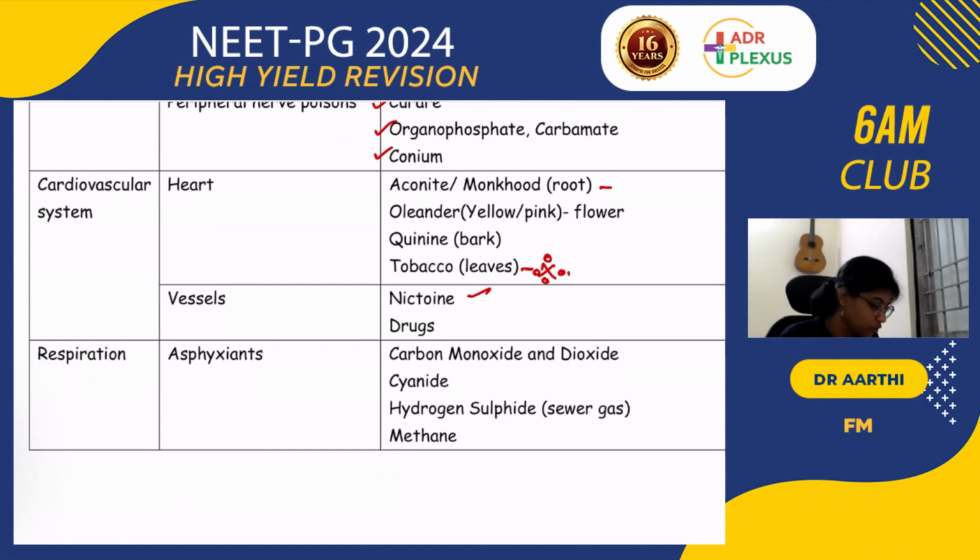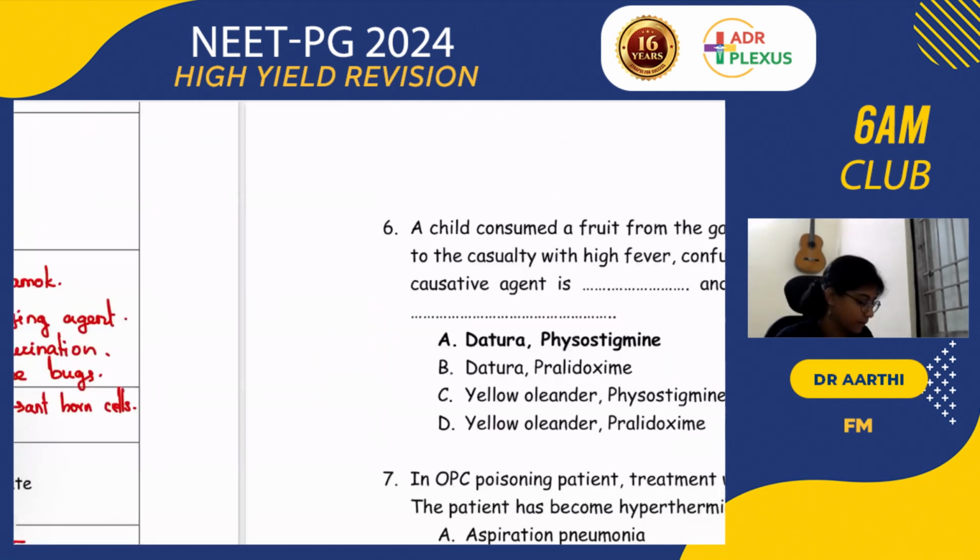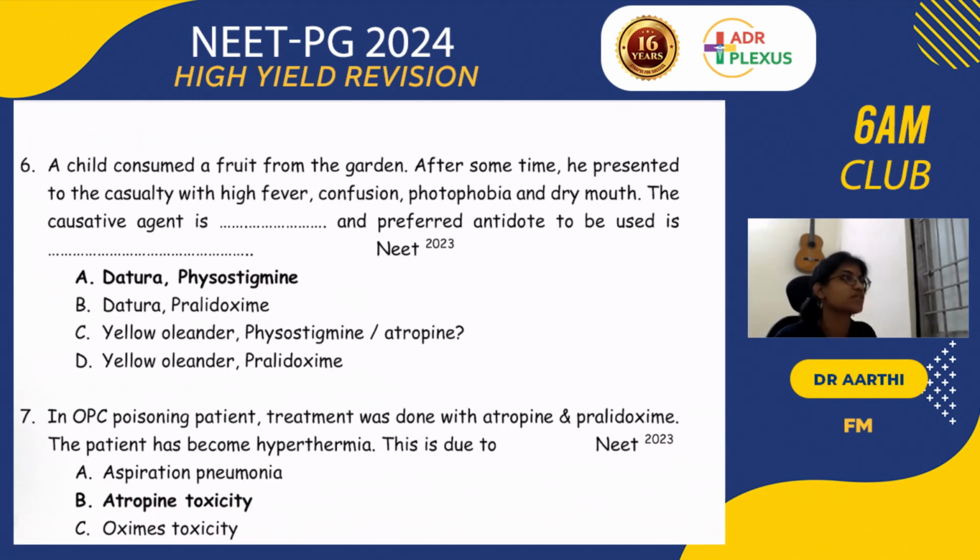Then last, respiratory. Respiratory, we have carbon monoxide, carbon dioxide, hydrogen sulfide, which is a severe gas. And this hydrogen sulfide is also used for suicide, right? It's used in detergent suicide. Then methane and of course your cyanide. Methane and cyanide. Okay, let's see the next set of questions.